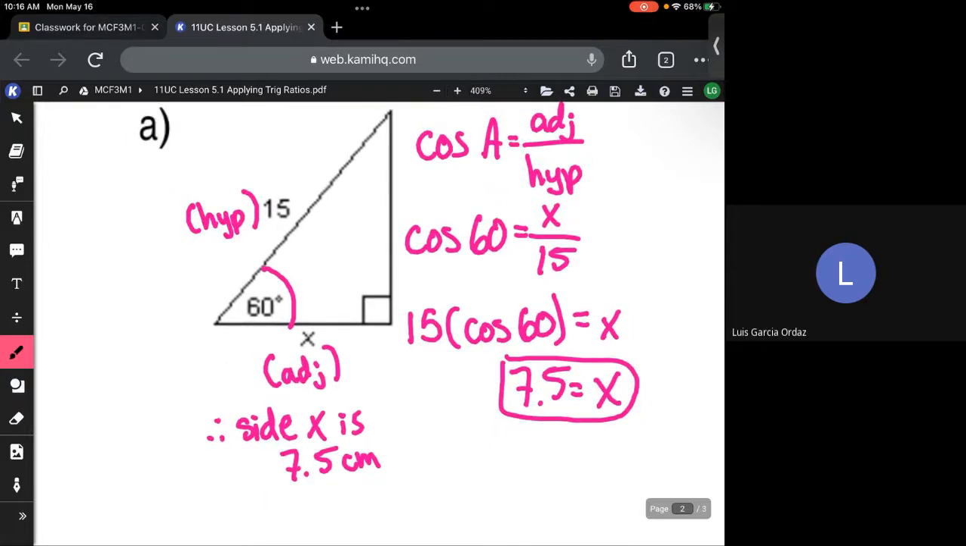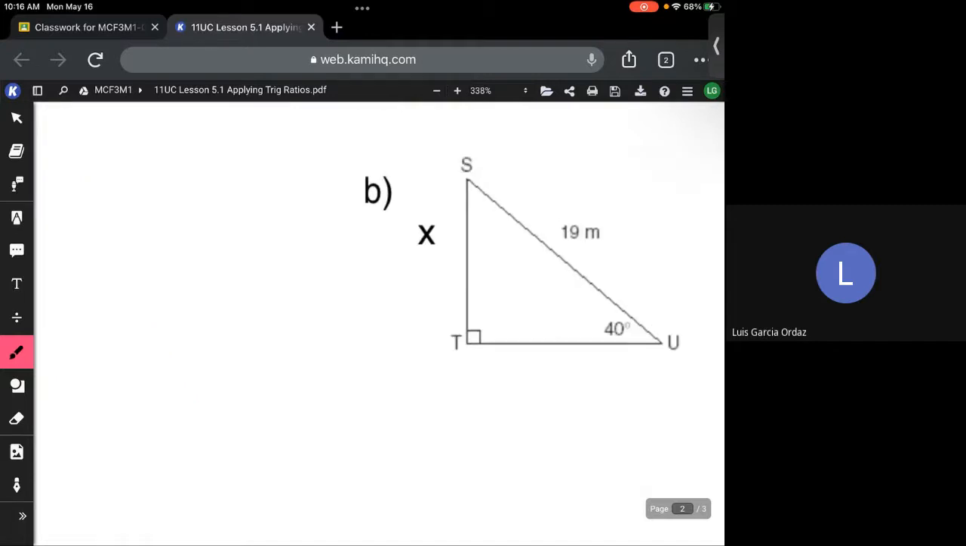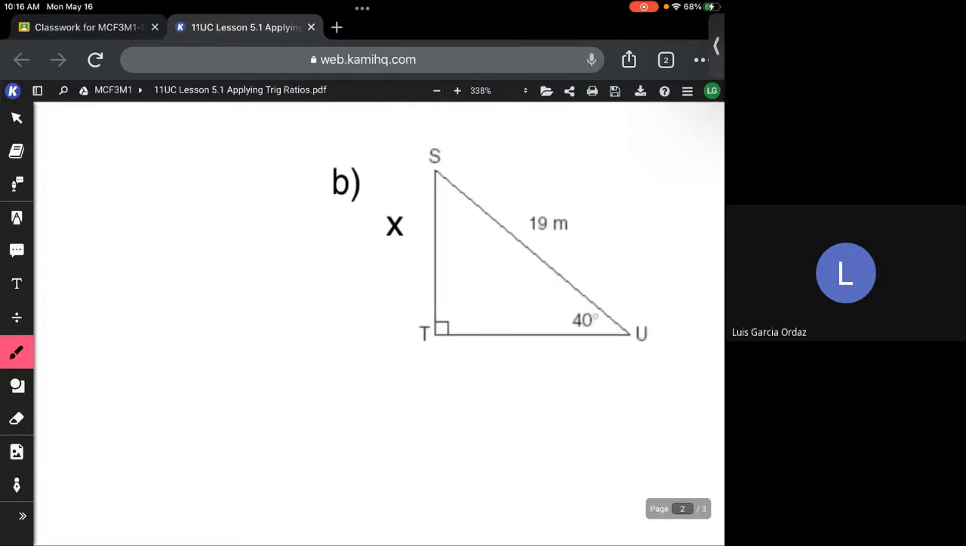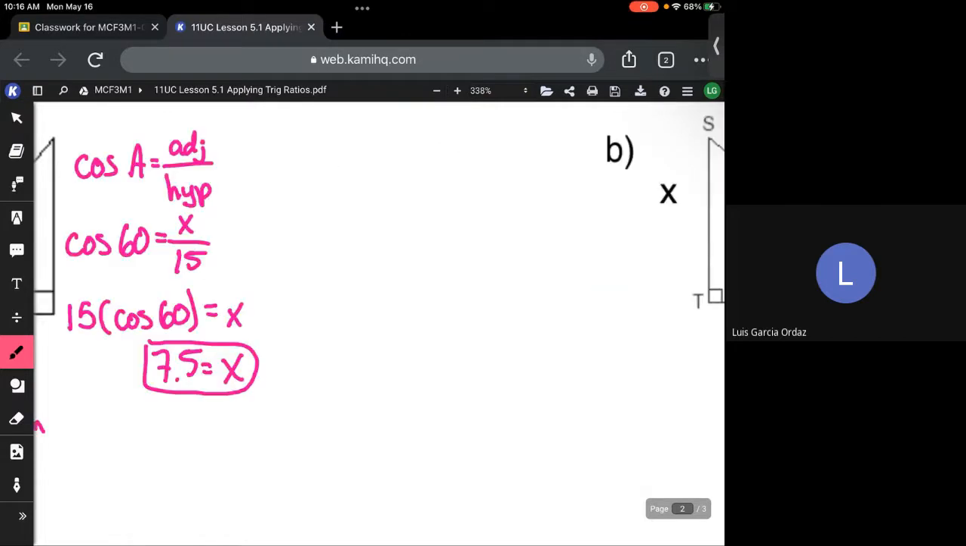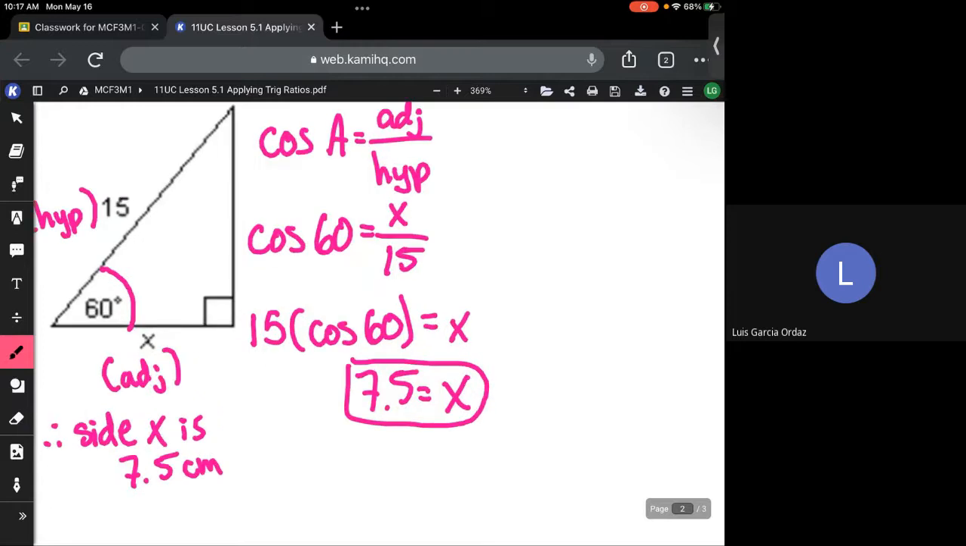Okay, try doing B on your own. For question B, you have that triangle. Remember, 40 is your angle of reference. So try to do B on your own. And I'll keep this up as you guys are doing B on your own.